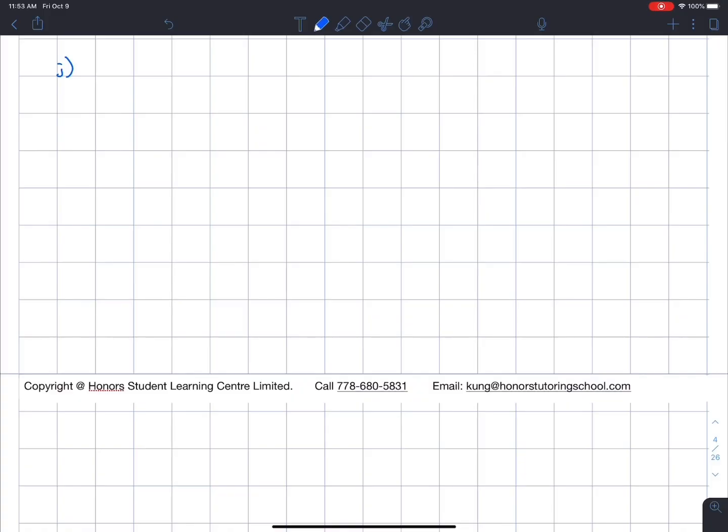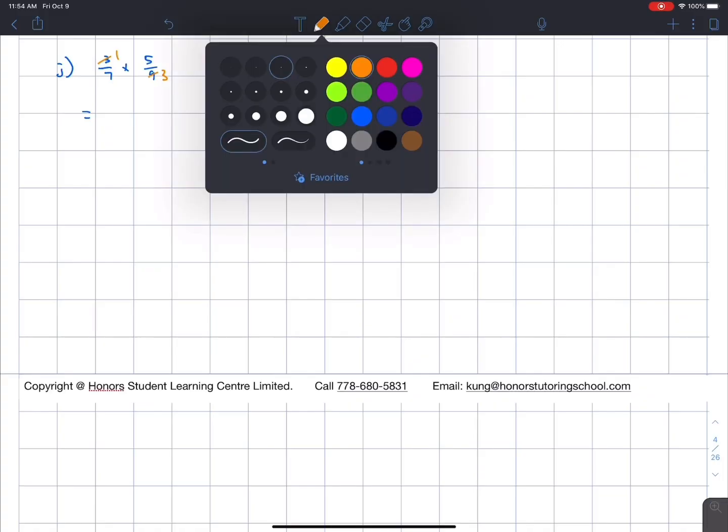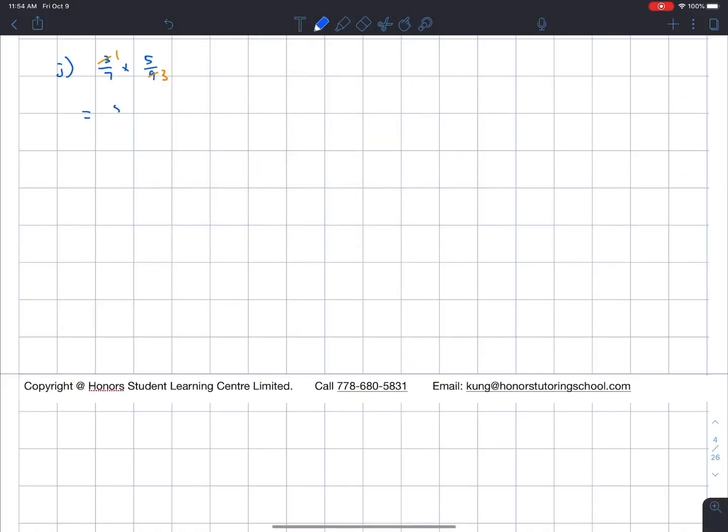3j. 3/7 times 5/9. So we can divide the numerator by 3 to get 1, divide the denominator by 3 to get 3. And now we get 1 times 5 is 5, denominator 7 times 3 is 21.